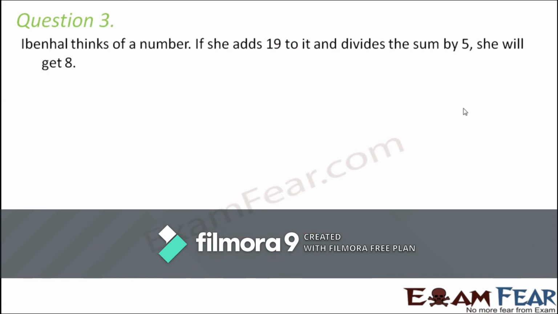Question number 3. Ebenhal thinks of a number. If she adds 19 to it and divides the sum by 5, she will get 8. So you have to definitely find that number. So let us say, let the number be x. Now she adds 19 to that number, that means x plus 19, and then she divides this sum by 5, that means x plus 19 divided by 5. And what does she get? She gets the result as 8.